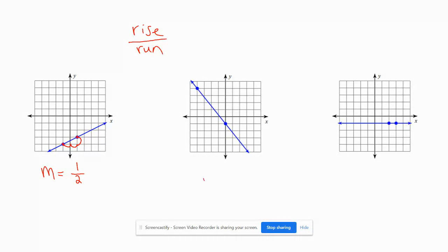Okay, let's look at this second one. Notice how on this one I have to go left. On the first one I went right, but on this one I have to go left. Anytime you have to go left, it is a negative slope. So let's count our spaces. 1, 2, 3, 4. So I'm going 4 on the bottom, and I'm going up 1, 2, 3, 4, 5. So this would be negative 5 over 4.